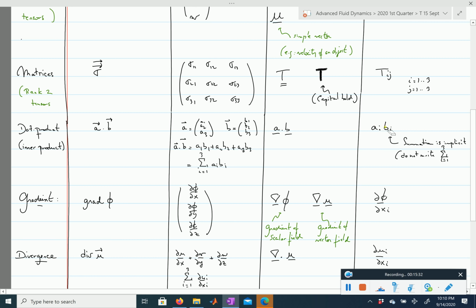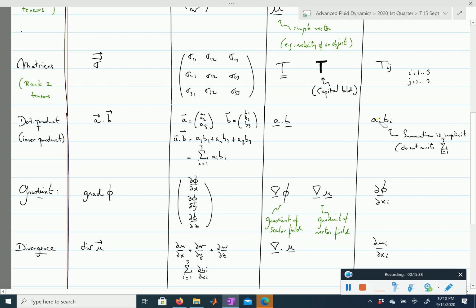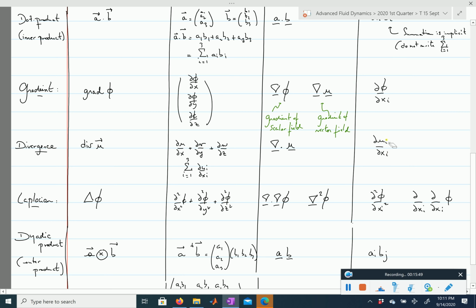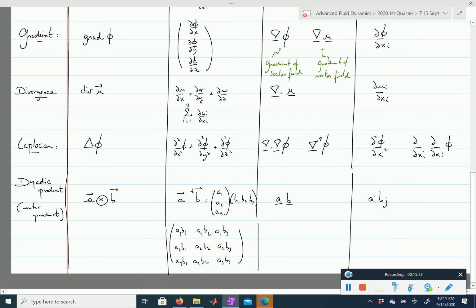Here i is repeated, so you have 0 free indices, so non-repeated indices, so this is rank 0. Here you have 1 non-repeated index, so this is rank 1. Here the i is repeated, so you have 0 non-repeated indices, so this is rank 0. Same here, and here this is rank 2 because you have 2 non-repeated indices.